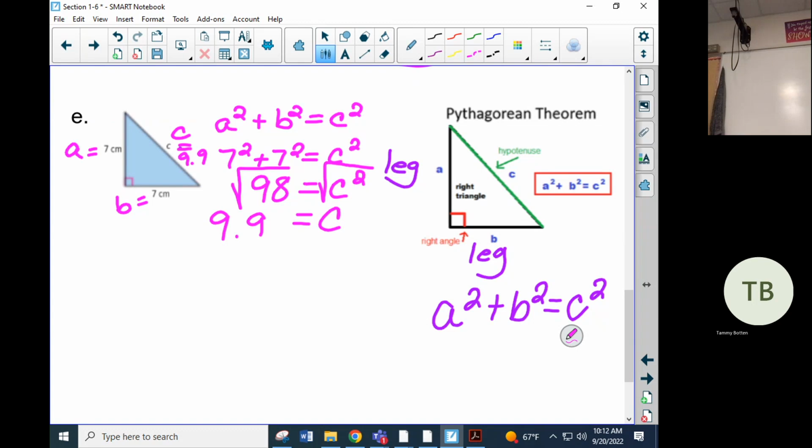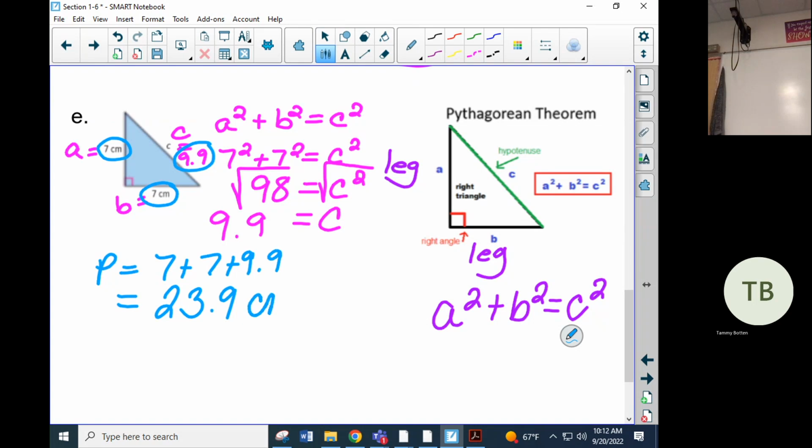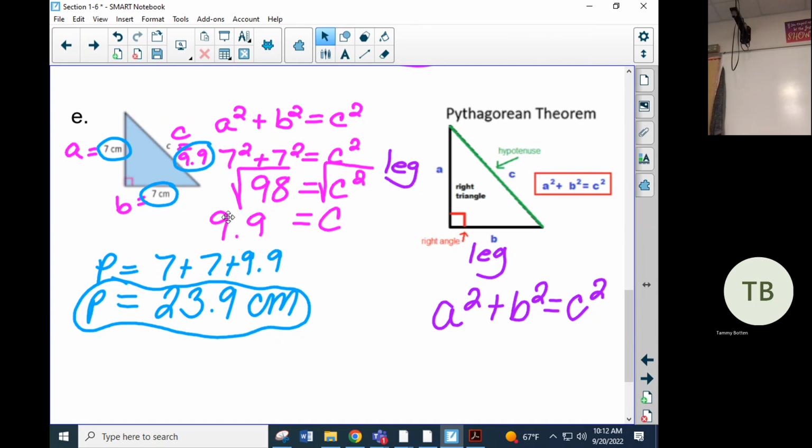Now I still need to find this perimeter, and I still need to find the area. So what I'm going to do first, I'm going to find the perimeter by adding around 7 plus 7 plus 9.9. And that would give me 23.9 centimeters. Okay. Then I need to find the area.